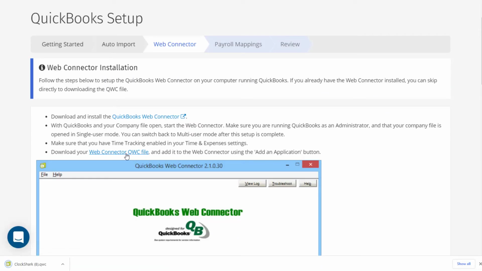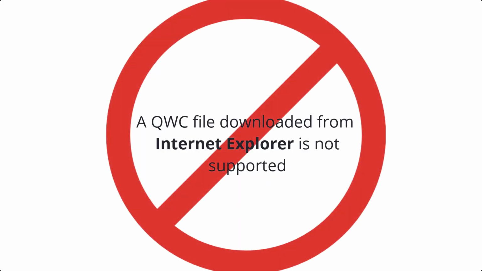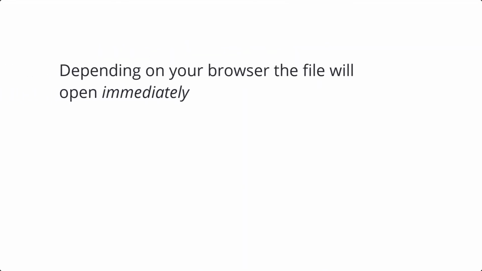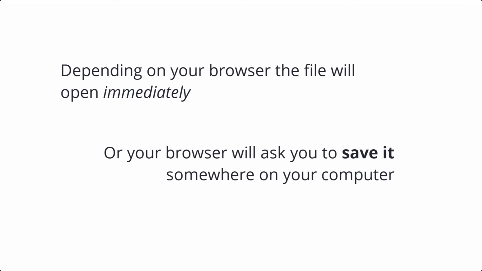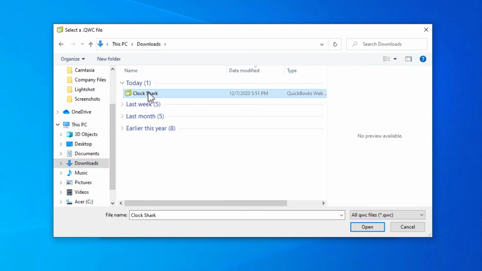Click on the download link for the Web Connector QWC file. A QWC file downloaded from Internet Explorer will not be supported by the Web Connector, and we recommend downloading the QWC from Chrome, Edge, or Firefox. Depending on your browser, the file will open immediately, or your browser will ask you to save it somewhere on your computer. If the file didn't open immediately in the Web Connector, you will just need to open the Web Connector, select Add Application, and select the QWC file from where you saved it.